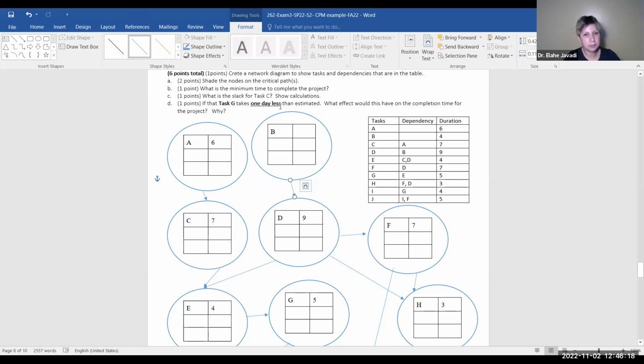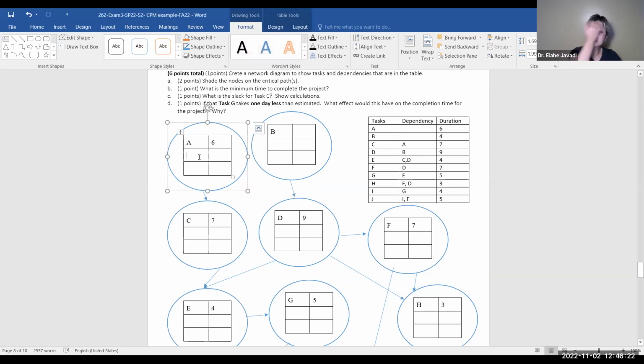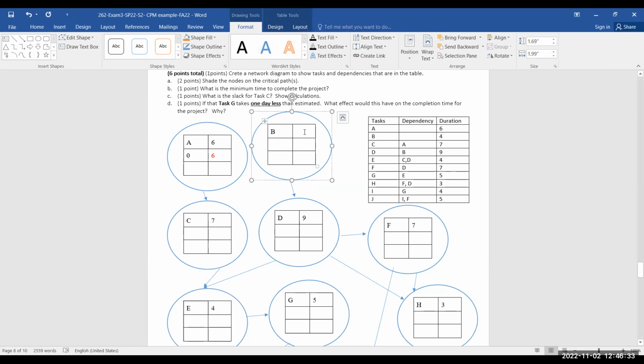So I'm going to just again do the same thing. Jacqueline, you're the first one. A, early start. Would that be 0 because it doesn't depend on anything? Absolutely perfect. I see Dustin next. B. B depends on nothing. 0. Exactly, 0.